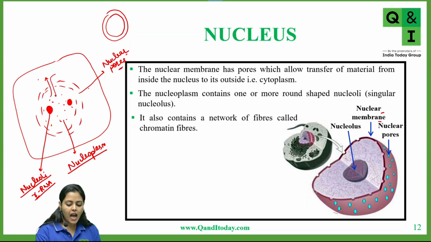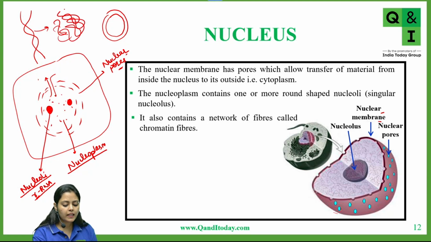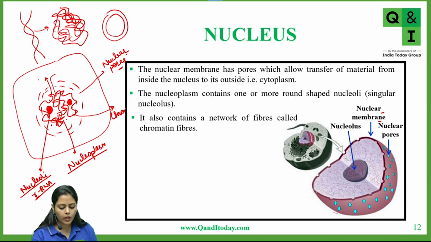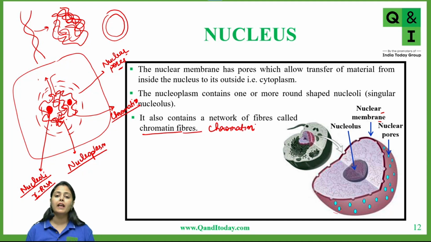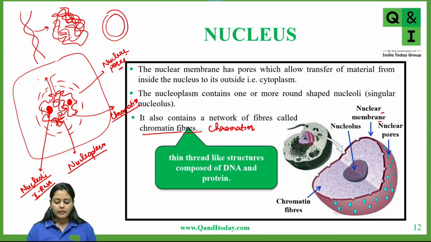Now see, I told you that DNA looks like this. This is the structure of DNA. Initially, this DNA is present in the form of fibers inside the cell's nucleus. It is present as a network of fibers, which is called chromatin. So DNA is initially present inside the nucleus in the form of chromatin fibers. These are thread-like structures composed of DNA.